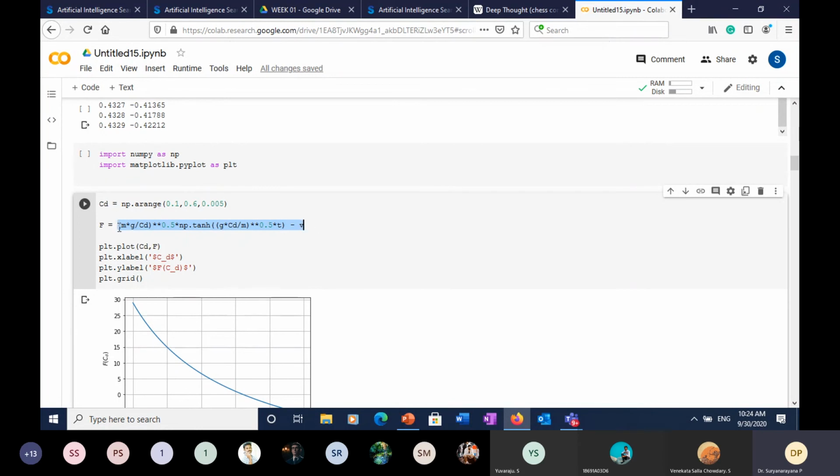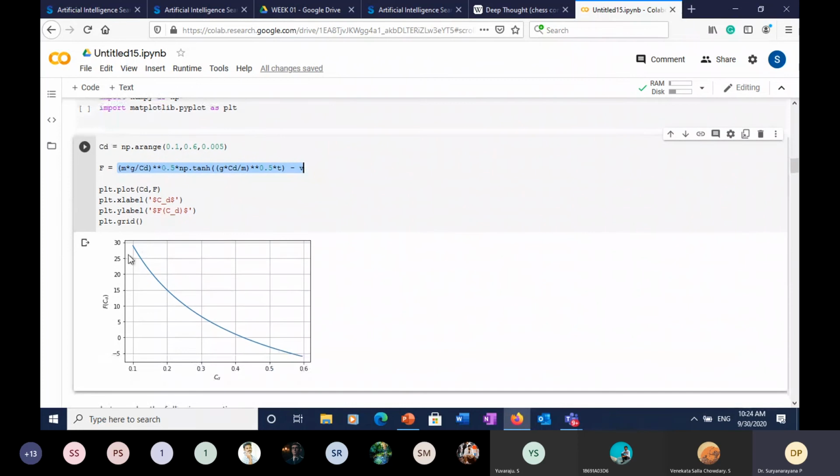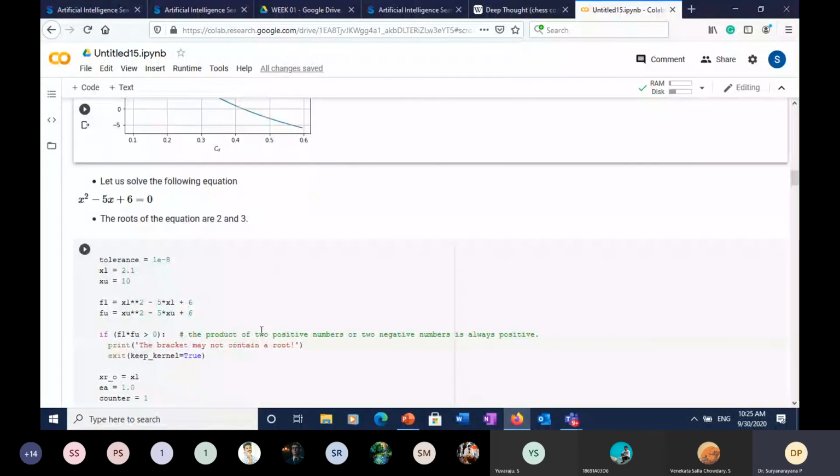So what I did is I plotted that expression for a range of values of CD, and when I plot them, I can approximately locate, okay, about this point, which is between 4.2 and 4.3, you can approximately say the function value becomes 0, or the solution is somewhere there. So that is plotting.